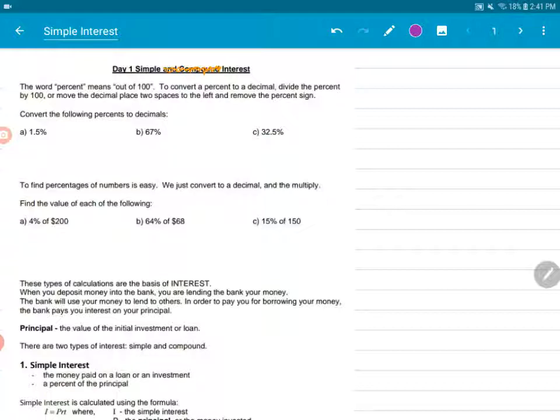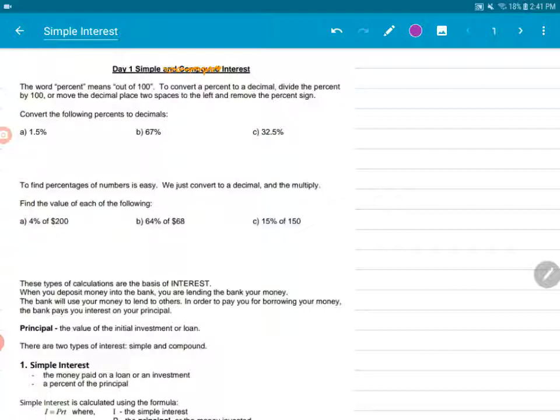So interest is when your money can grow. You can earn money on money that you already have, or you can owe money based on money that you already have. It just allows money to grow. Sometimes it works in your favor and sometimes it doesn't. And we'll go through more of those examples as this unit goes on. But today we're going to start off with the basics.